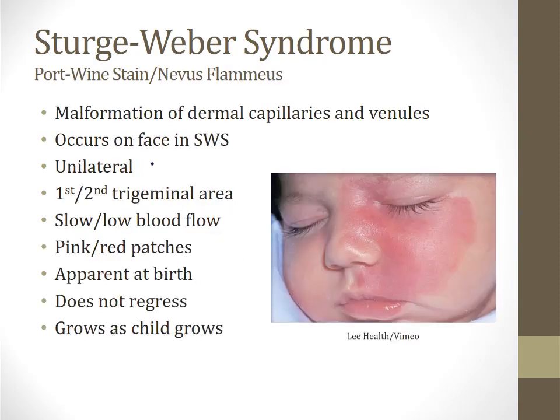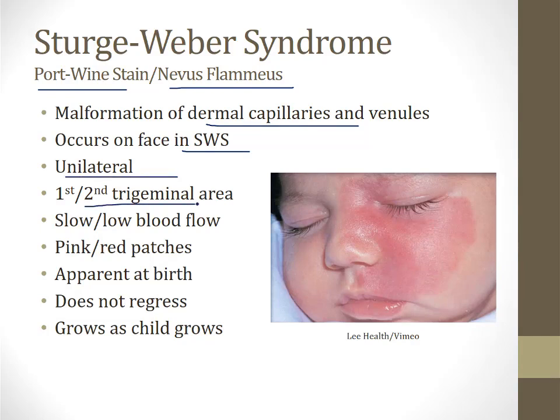The classic feature of Sturge-Weber, and the one that's usually most obvious even at birth, is the port wine stain, which is also called a nevus flammeus. This is a malformation of dermal capillaries and venules, and it occurs on the face in Sturge-Weber syndrome. It is usually unilateral, and it occurs in the first and second trigeminal area of the face, just like in this baby shown on the screen here.